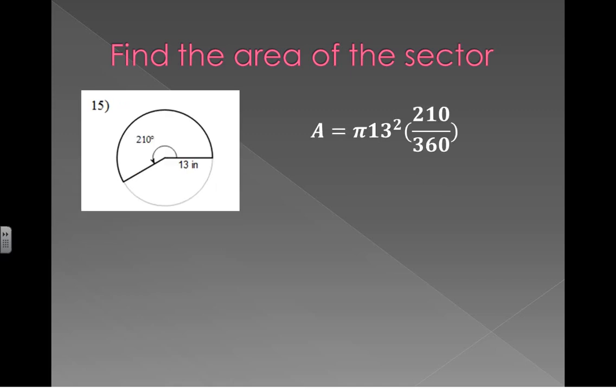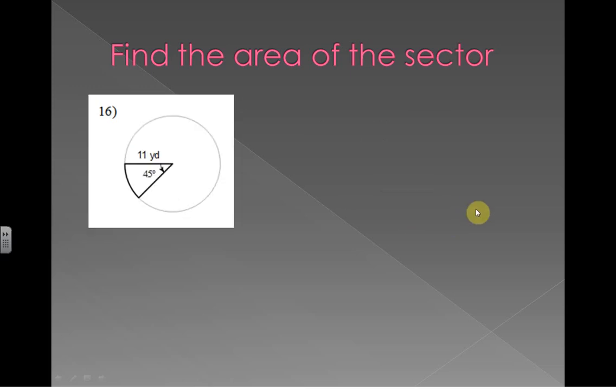One more example. Pi r squared, you get 13 squared, 210 out of 360, boom. It's not a pretty number, right? But that is the answer. And here we go again, pi r squared, 45 out of 360. It's always the radius for pi r squared, and then it's the angle out of 360.